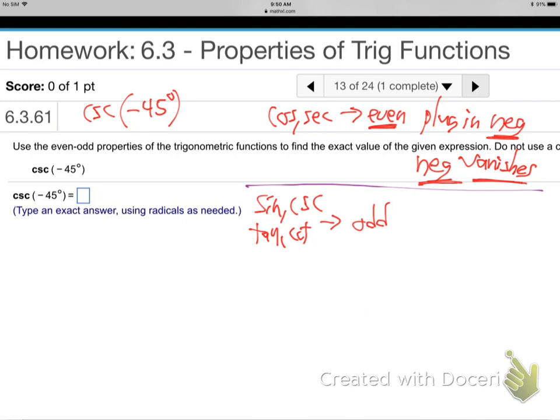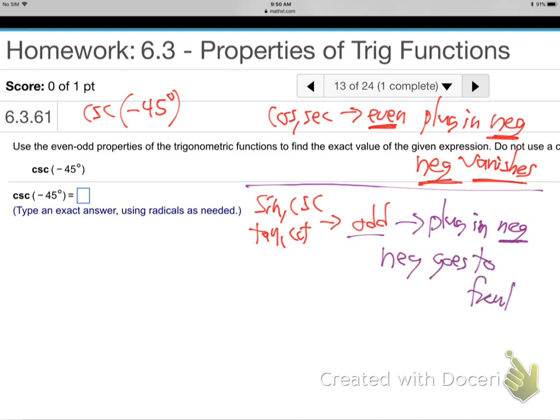The negative doesn't matter. And what does it mean to be an odd function? You plug in a negative, the negative goes to the front. So it doesn't vanish, but it goes to the front. That's what we're talking about here. Cosecant is right here in the list of odd functions. It's an odd function. So this negative that they've plugged in, where's it going to go? It's going to jump to the front.